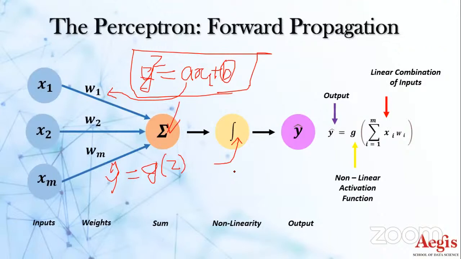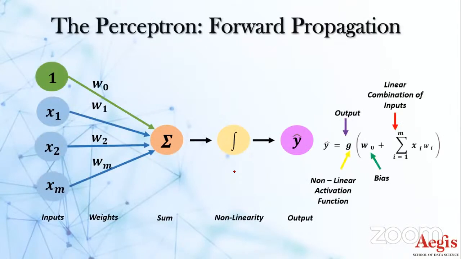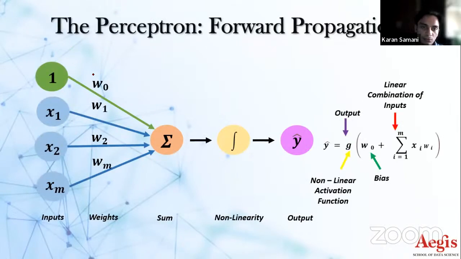Okay. Along with this, we also have something known as a bias. This is bias input. So what is bias? Can any one of you, in layman's terms or a common term, explain what bias is?